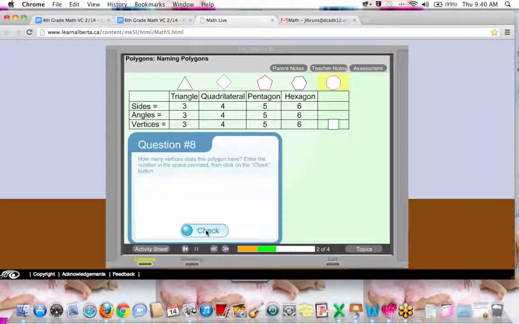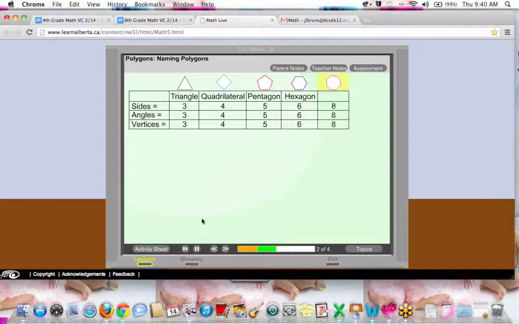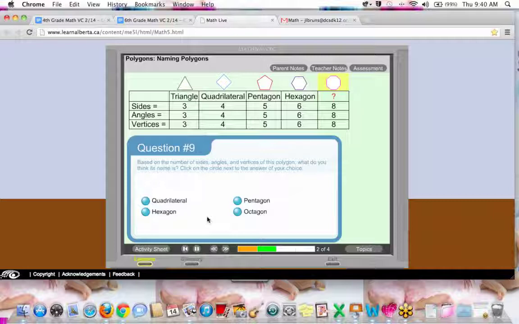All right. So this looks like a shape that we see all the time when we're out on the streets. And you can see that there are how many vertices? 1, 2, 3, 4, 5, 6, 7, 8. Okay. The number of sides and angles will be the same as the number of vertices. Based on the number of sides, angles, and vertices of this polygon, what do you think its name is? Click on the circle next to the answer of your choice.